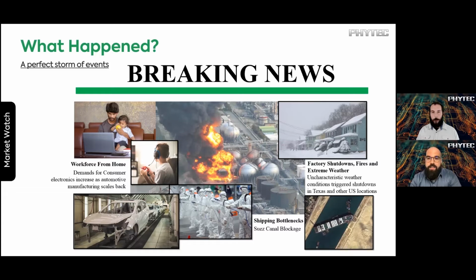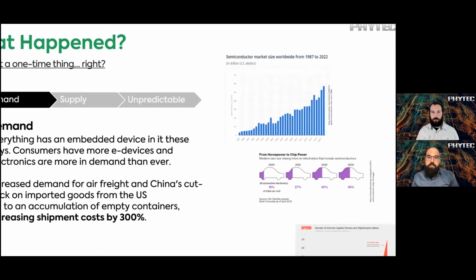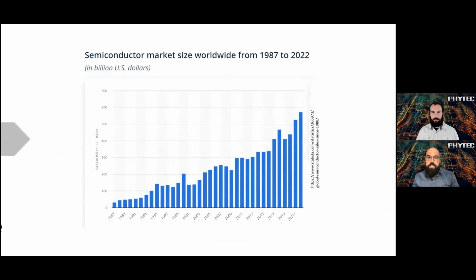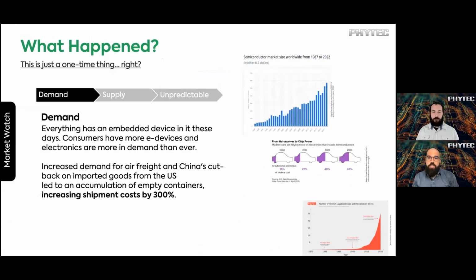And then there's always discrepancies within the supply chain. So from a demand perspective, the demand just increased drastically, as I said, and will continue to increase because everybody is using smart devices, smartphone, smart watch, smart home, smart whatever, and all of those are powered by small chips.